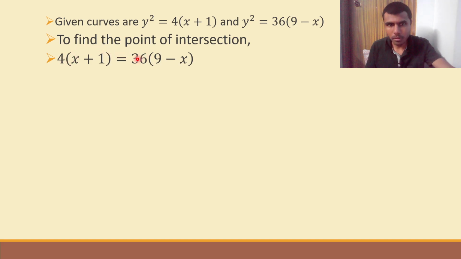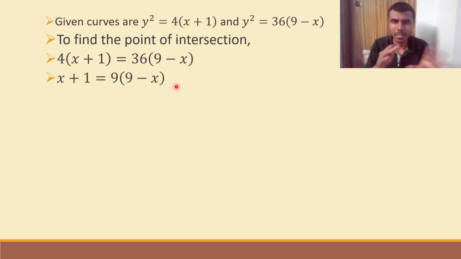4x plus 4 is equal to 36 into 9 minus x. I did something different. 4 ones are 4, 4 nines are 36. So don't cut like this, I'm just trying to explain. So x plus 1 is 9 into 9 minus x. I'm sorry for that, I made the PPT in a different way and I was explaining it in a different way.